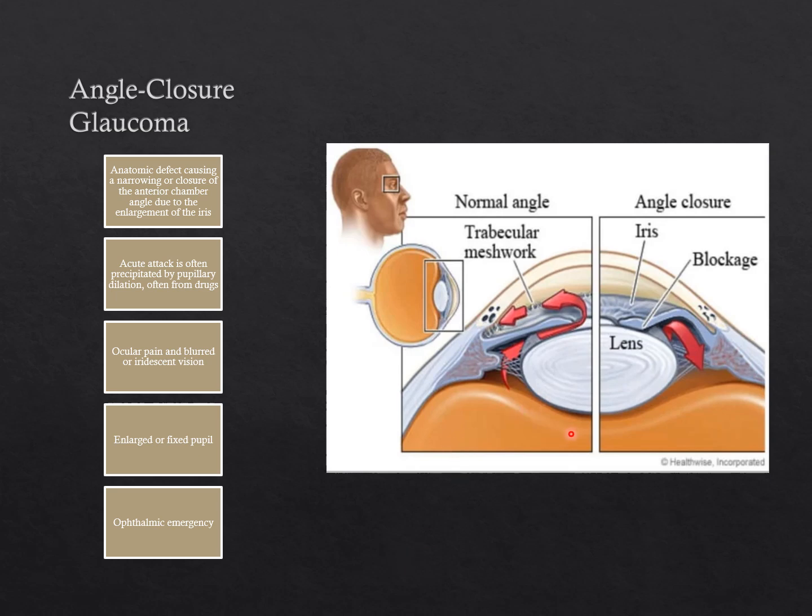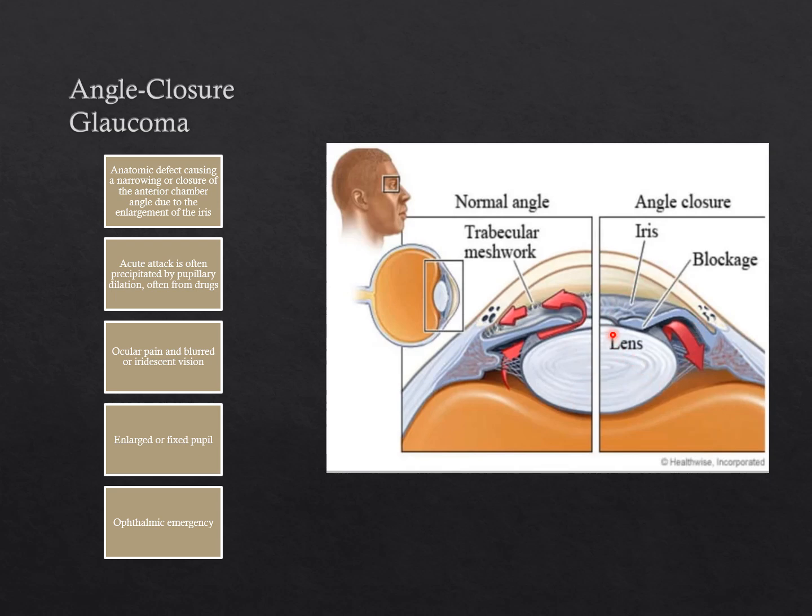So in the picture, you can kind of see this where we have on the left the normal angle, right, where that aqueous humor is flowing from the posterior chamber through the pupil and into the anterior chamber and out. On the right is angle closure.